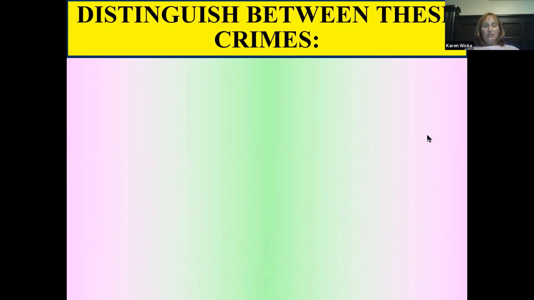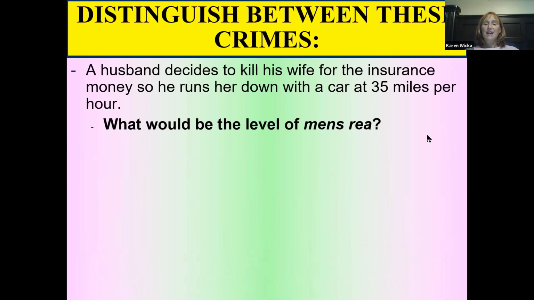Okay, so let's put this in action. What do you think? A husband decides to kill his wife for the insurance money. So he runs her down in a car at 35 miles per hour. What level of mens rea is this? So ask yourself the question: did you intend to act? Did you intend the result? Is it virtually certain the results are going to occur? Did you intend to act and didn't intend the result, or was it a stupid mistake? So if you think about those definitions, which level of mens rea does it best fit? Hopefully you said intentional. He intended to act and he intended the result.